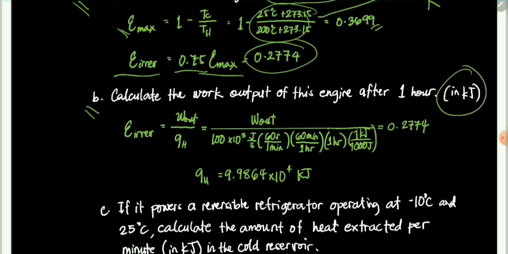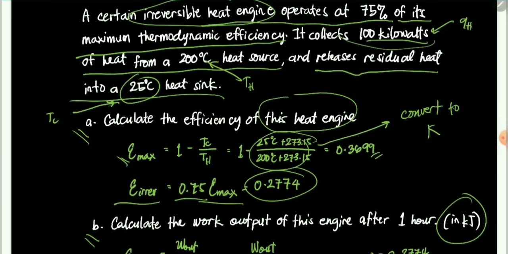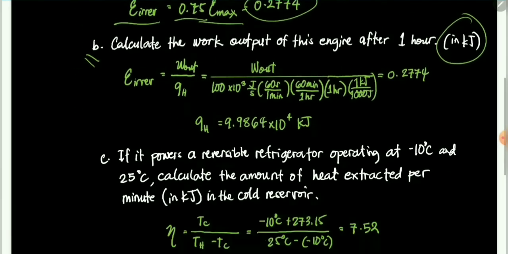So, in kilojoules. Okay? So, ang gagawin lang natin, yung 100 kilowatts, okay, i-convert lang natin sa energy within an hour. Okay? So, 100 times 10 to the 3 joules per second times 60 seconds per minute times 60 minutes per 1 hour. So, makukuha na natin yung joules per hour. Multiply natin ng 1 hour kasi yun yung time elapsed. Tapos, 1 kilojoule over 1,000 joules para makuha natin yung kilojoules na unit.